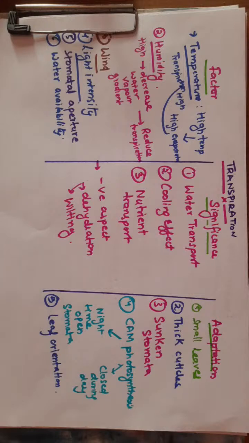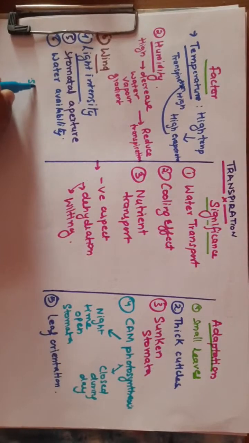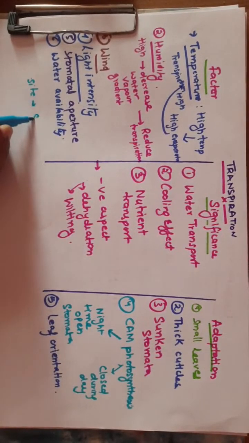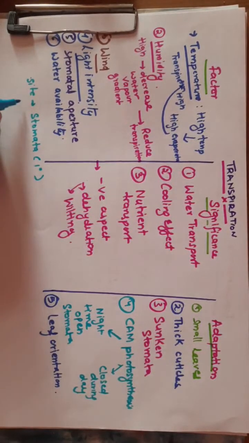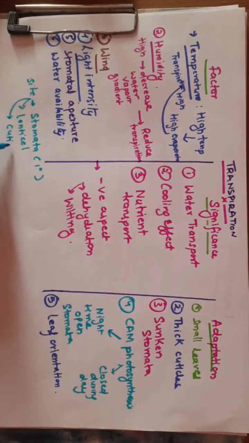The next question that we are going to learn in this video is, where does transpiration occur in the plant? There are three sites in the plant where transpiration takes place. I will write it here. The sites for transpiration: the first site is the stomata. This is the primary site. The second site is the lenticel. And the third site for transpiration to occur in the plant is the cuticle.